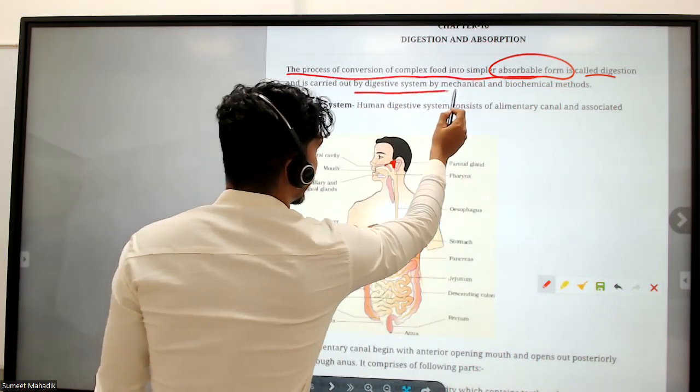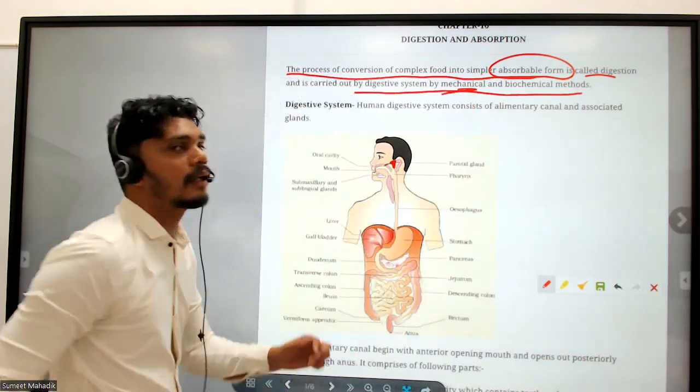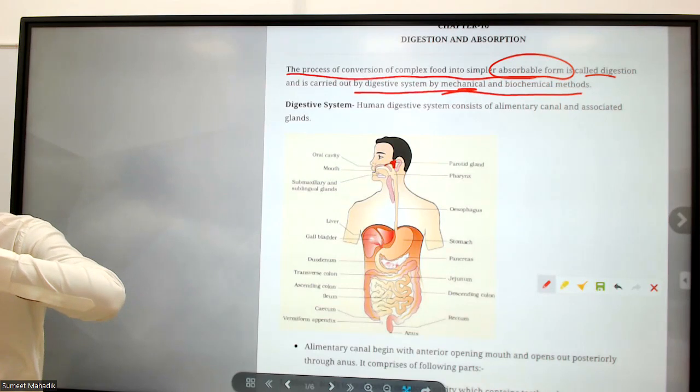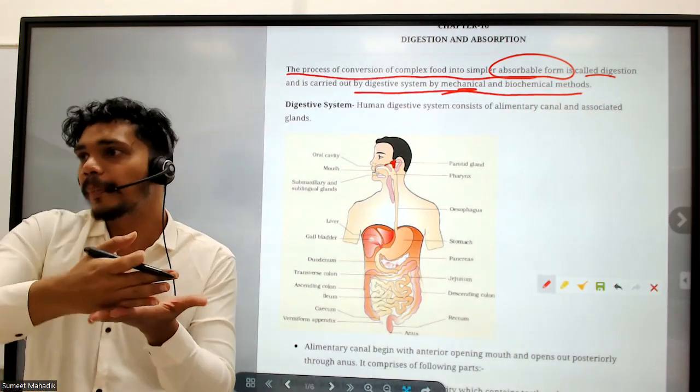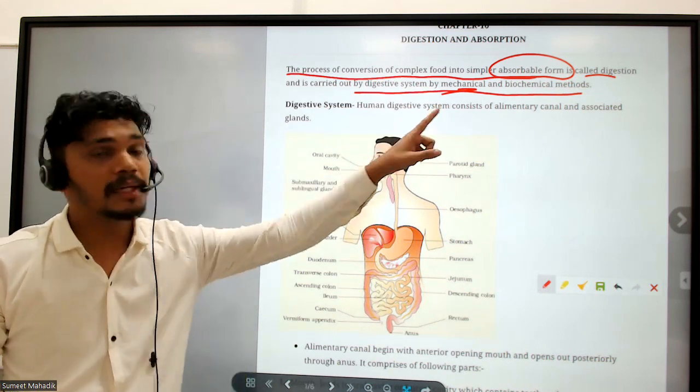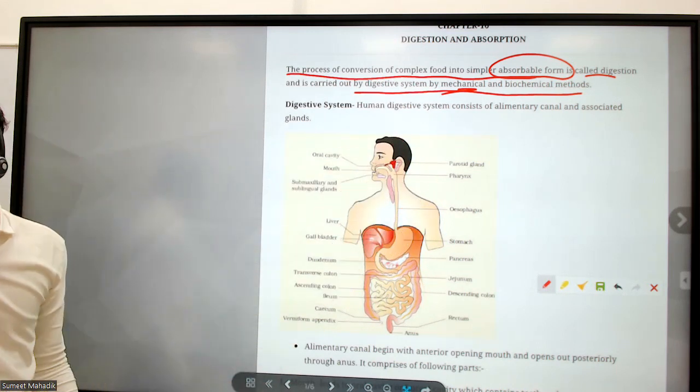By the digestive system, by mechanical and biochemical means. What is mechanical? The mouth acts like a mechanical part here, because it is able to break the food into small pieces. And then biochemical, the enzymes will be acting on it. This point is very clear.